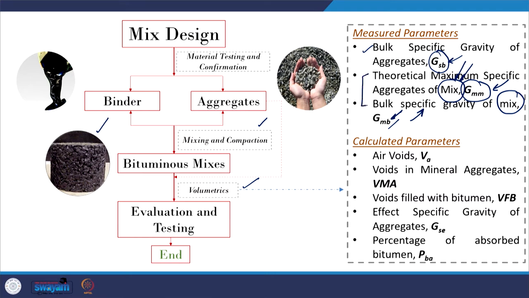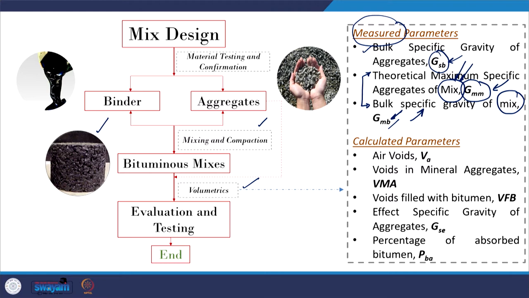Now, I have told you about two specific gravities related to the mixture property, that is theoretical maximum specific gravity G suffix MM and bulk specific gravity G suffix MB. These parameters can be measured in the laboratory. So, we have control on it. If we have the material, we can do some form of testing, and then we can get or calculate this parameter.